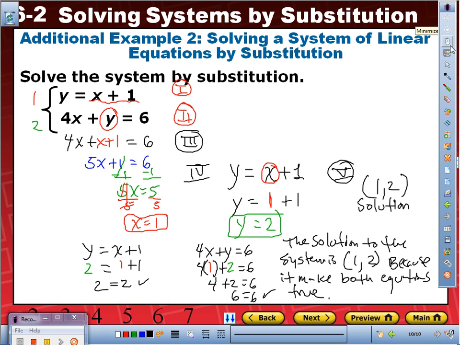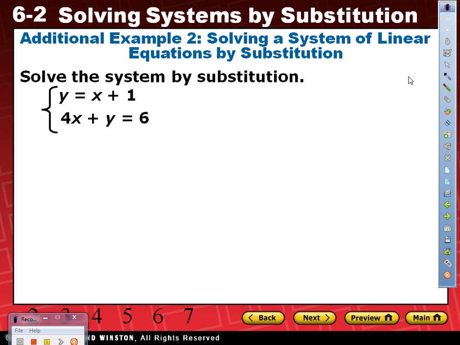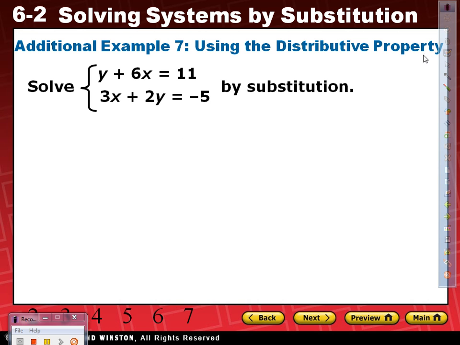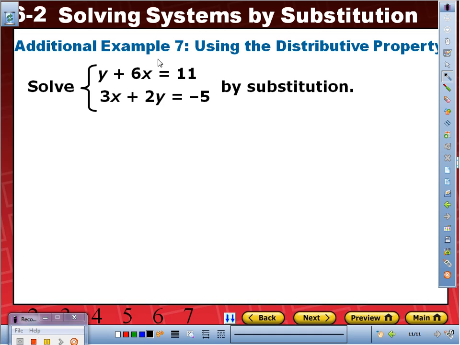Example number 3. Copy this one down, please. Last one. Yes, copy it down. Okay, here we go. Example number 3.